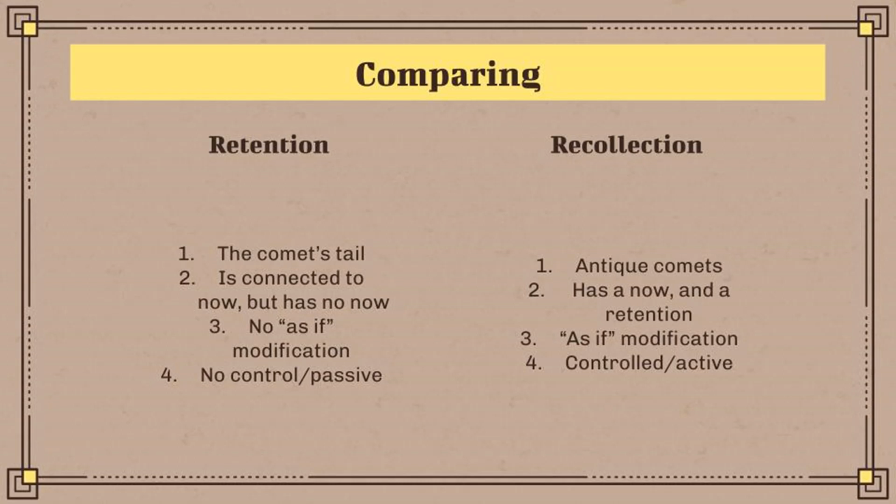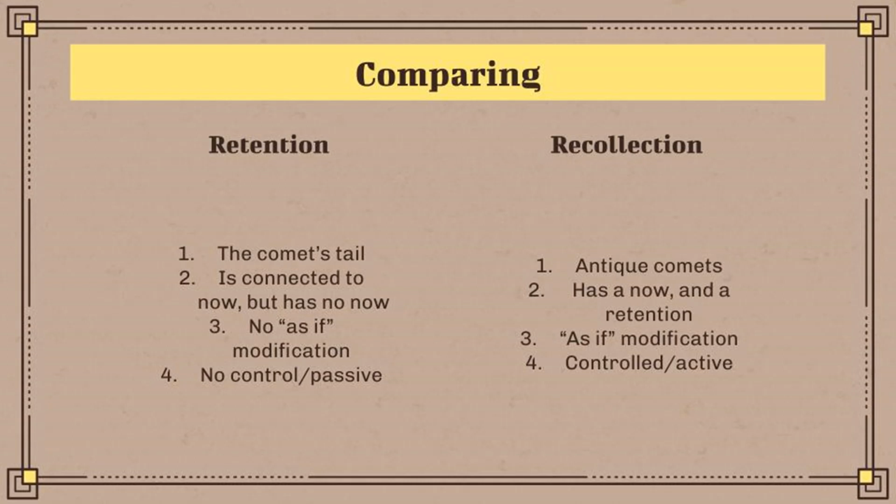The recollection has a now. And as such, it also has a retention, actually. Retention has no as-if modification, whereas recollection does. This is about your creation of a fake experience. You're imagining something as if it's happening instead of it actually happening. And then retention is not something that you control. This is passive, whereas recollection is active on the part of the one who recollects, on the one who remembers.